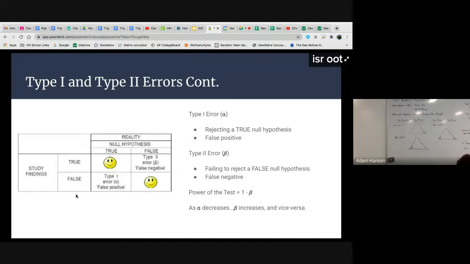Type 1 error, alpha, rejecting the null hypothesis incorrectly. Rejecting the null hypothesis when it's actually true in reality.